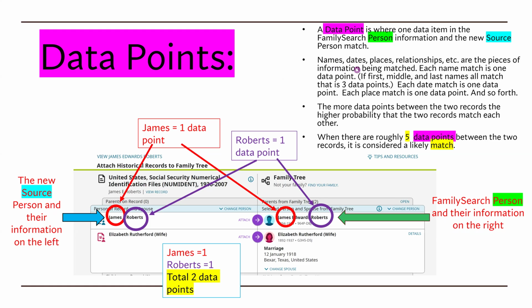So data points are names, dates, places, relationships, etc. There's all kinds of information that you can match together in many scenarios. Each name match is 1 data point. So for example, the first name, if it matches, that's just 1 point. If the last name matches, that's an additional point, meaning 2 points. The more data points between the 2 records, the higher the probability that the 2 records match each other. When there are roughly 5 data points between the 2 records, it is considered a likely match.